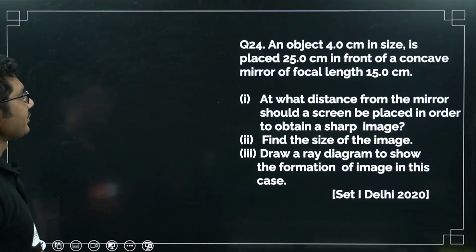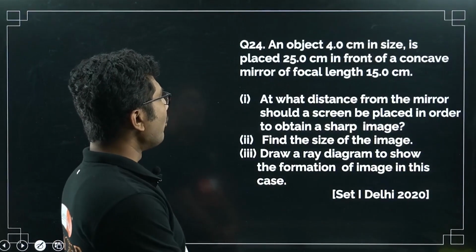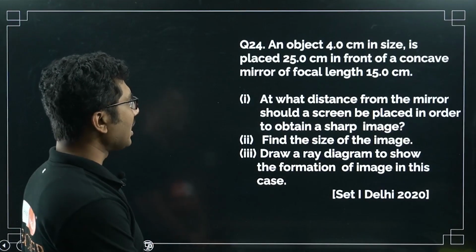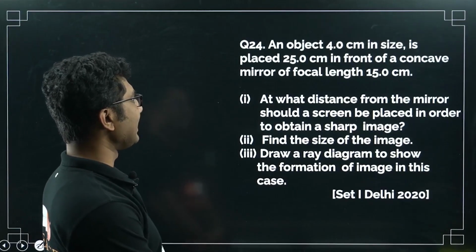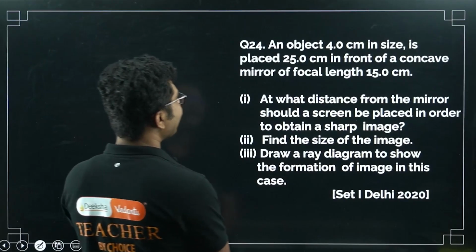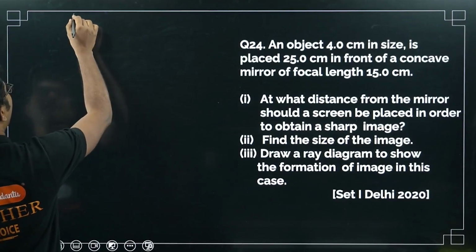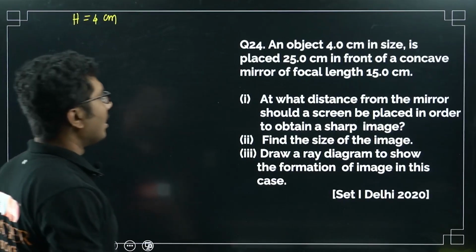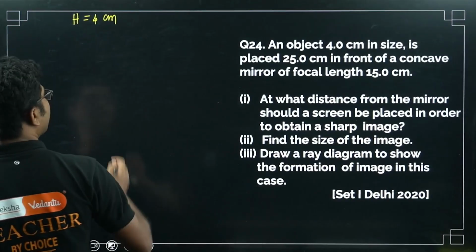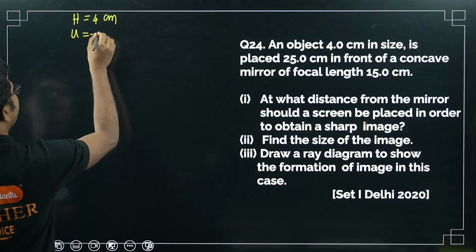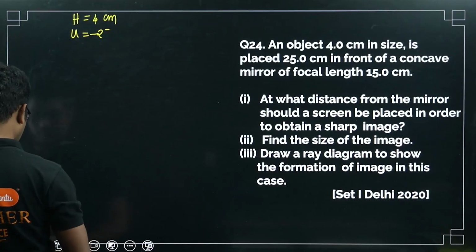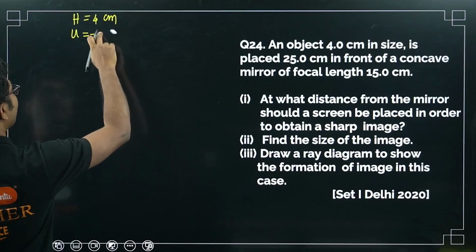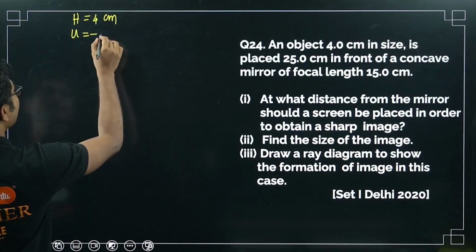Now question number 24. An object 4 centimeter in size is placed 25 centimeter in front of a concave mirror of focal length 15 centimeter. So object height is 4 centimeter. Placed 25 centimeter, u is -25. Remember, no matter whether it is a lens or a mirror, the object distance will always be negative.